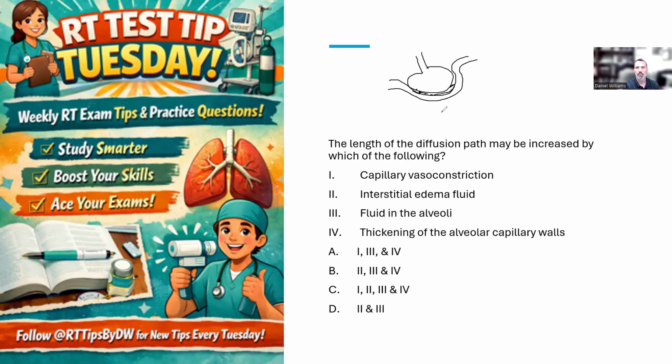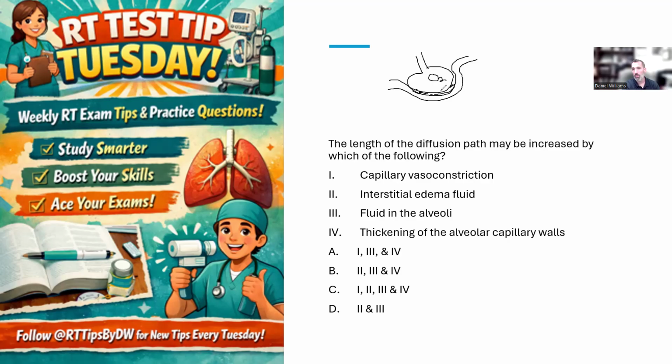Try to fill that in. But the length of the diffusion path may be increased by which of the following. So we know that the diffusion path is going to be, for the purposes of oxygen from the alveolus to the bloodstream, O2 going into the bloodstream.